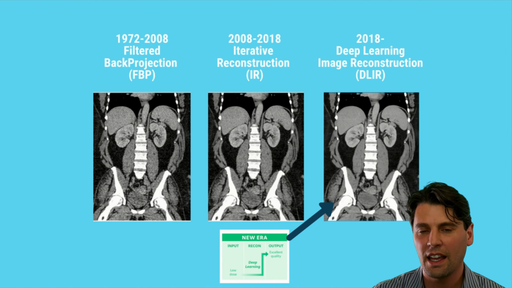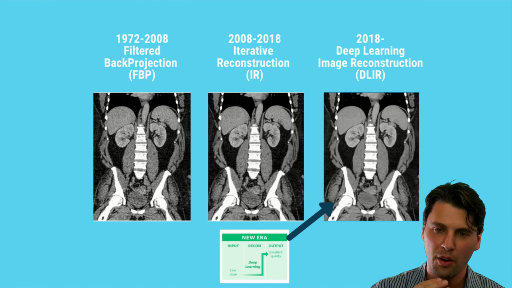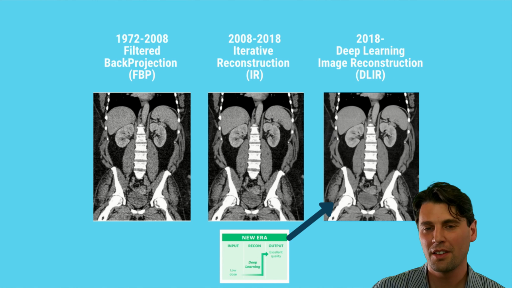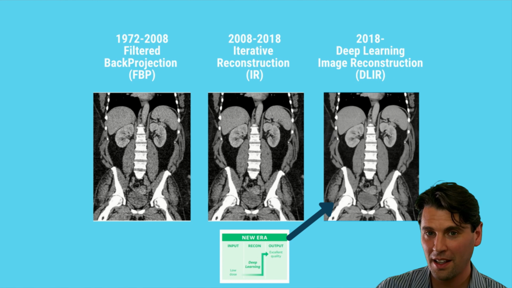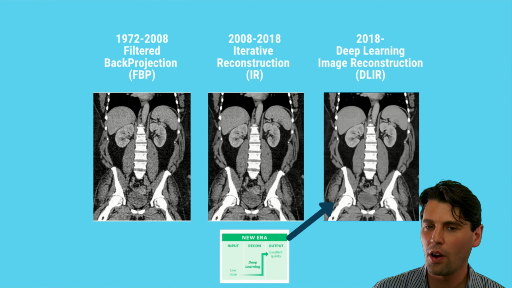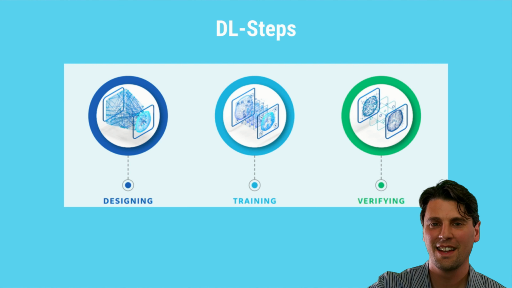Then what we're looking at here is where that fits in, again, on our timeline. From the early 70s, filtered backprojection, and then from the aughts to the teens, we're talking about iterative reconstruction. And from 2018 onward, we believe this is the era of deep learning for image reconstruction, and we're going to be seeing more and more of that going forward until the next technology is invented.